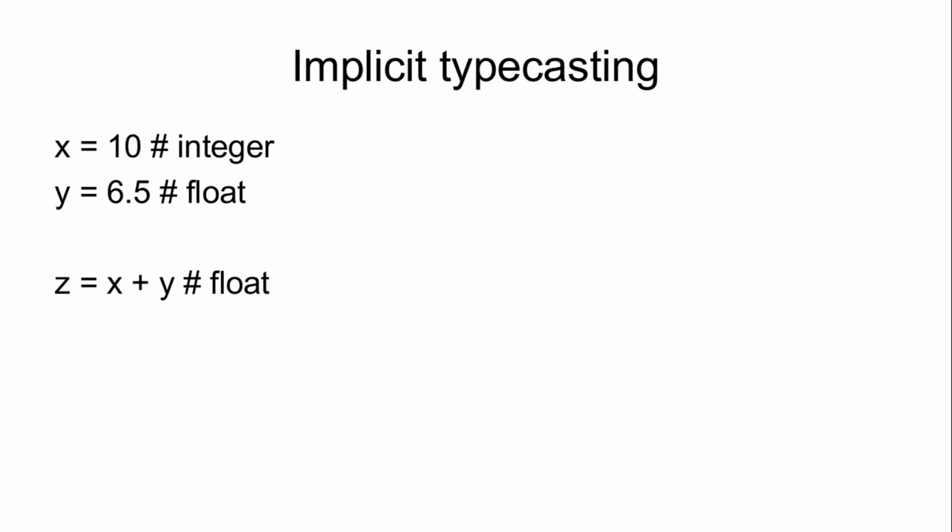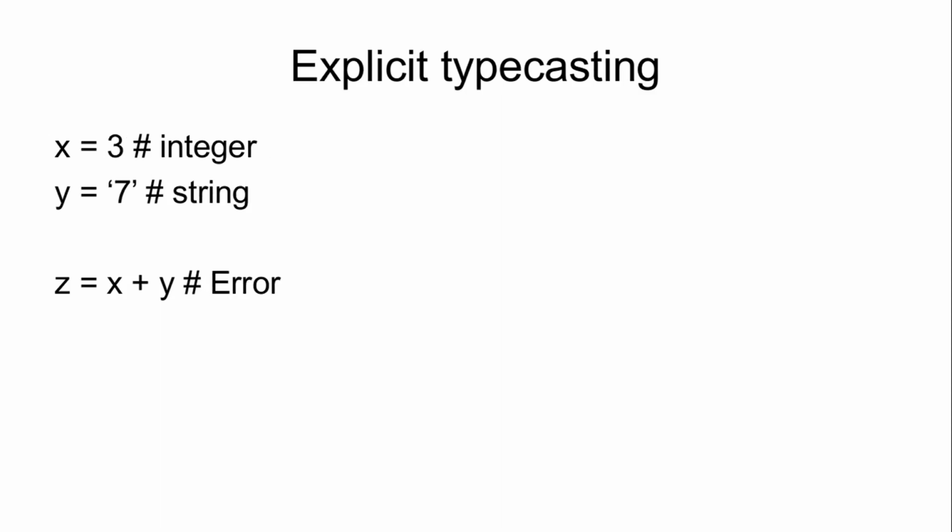For example, x equals 10, y equals 6.5. This means that x is integer, y is float. x plus y will have a type float. Python automatically converted x to float to avoid data loss.